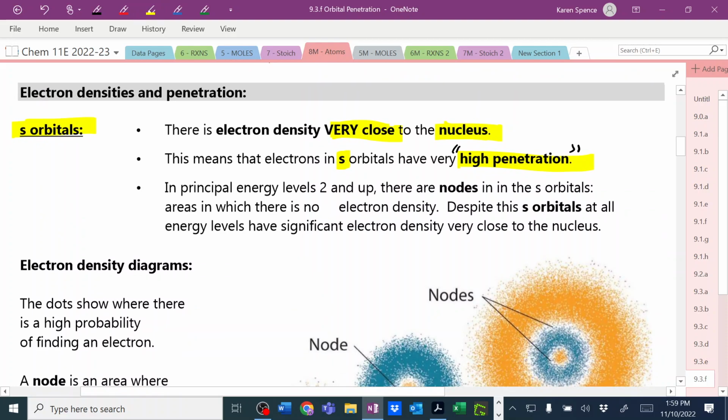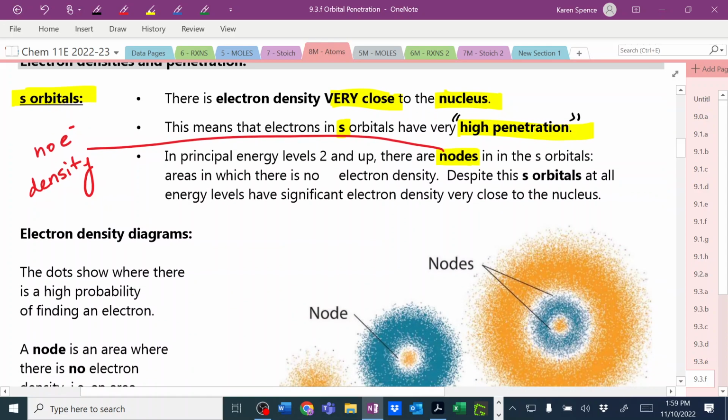In principal energy level 2 and up, there are nodes in the s orbitals. Do we remember what nodes are? No density. Nodes, no density. Oh, look, it says it right there. How convenient. So despite this, s orbitals at all energy levels have significant density very, very close to the nucleus.